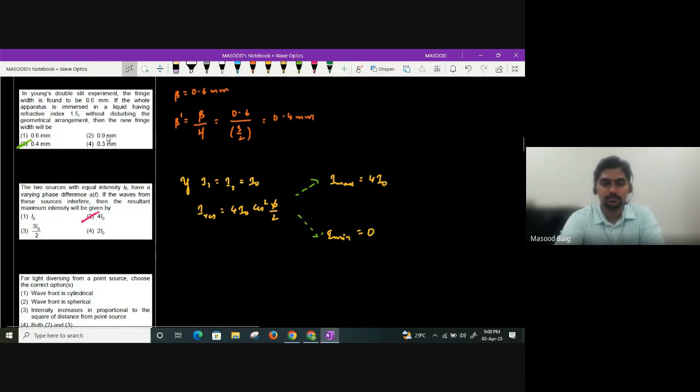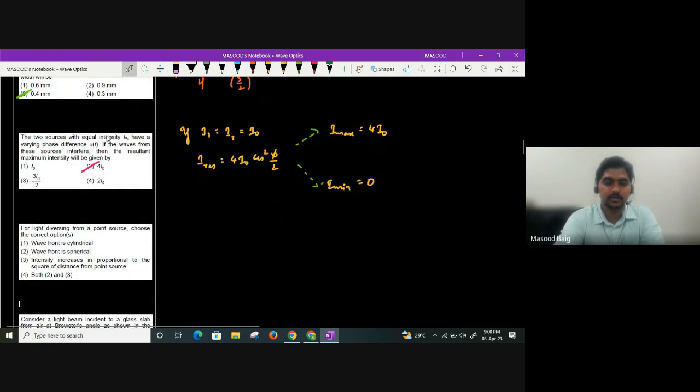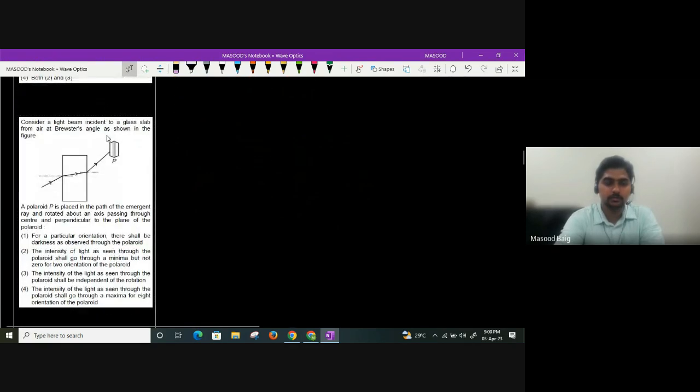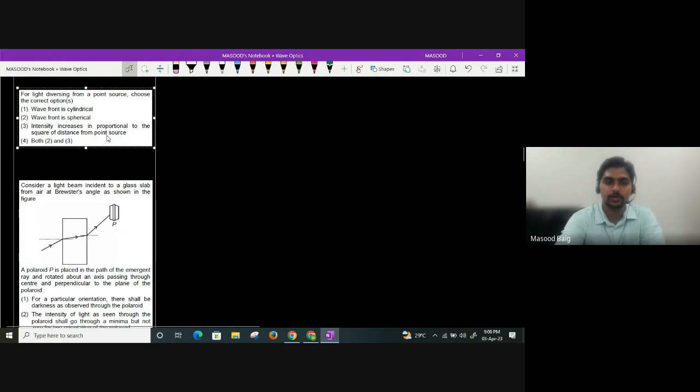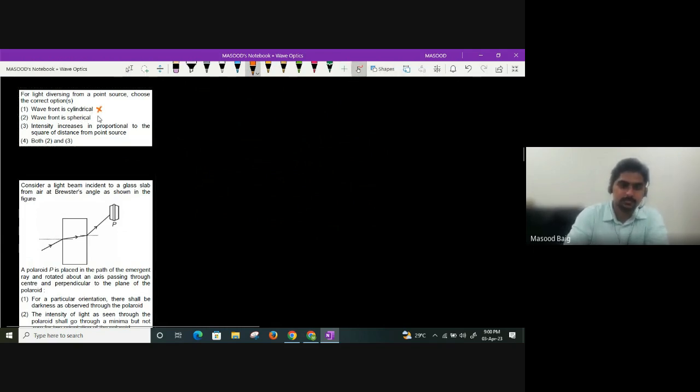Direct case again. For light diverging from a point source, choose the correct options. For a point source, which type of wavefronts? Wavefront is cylindrical, it seems, correct? Wrong. Wavefront is spherical, it seems, correct?